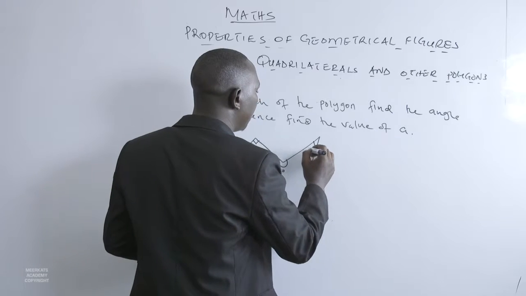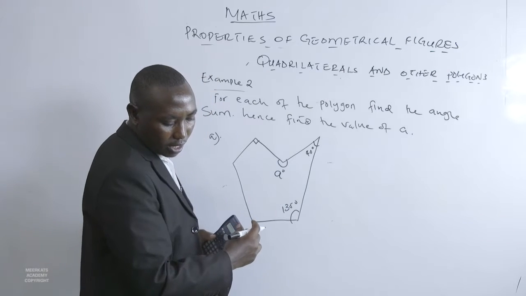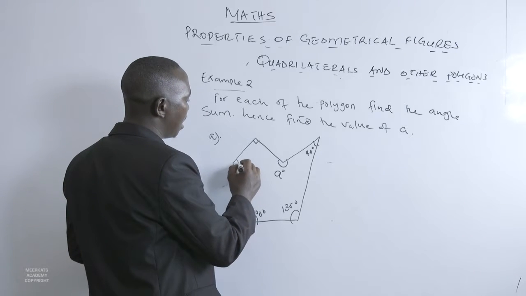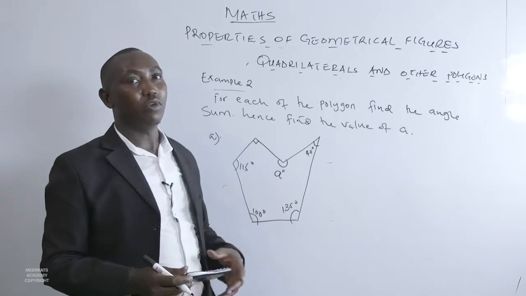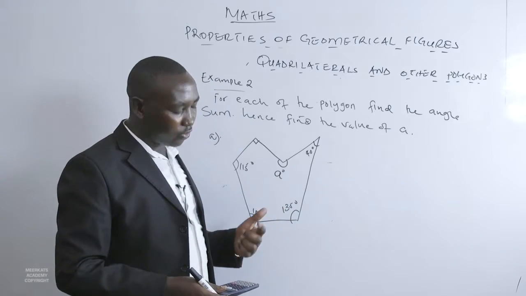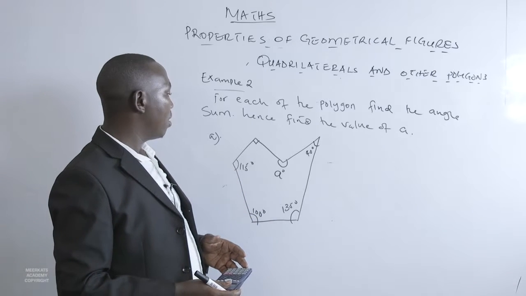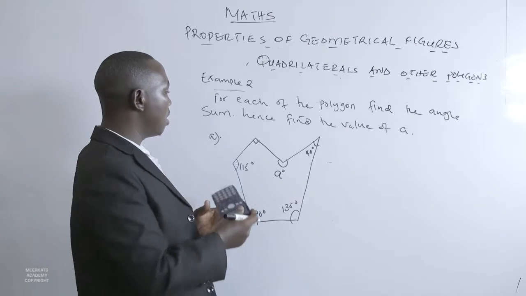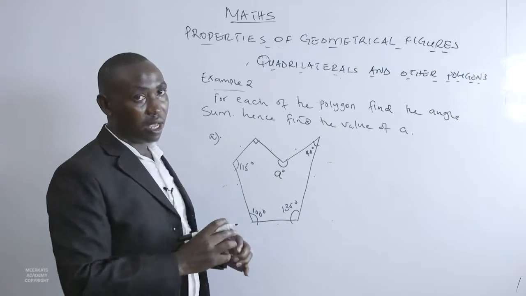The other angles are 40 degrees, 135 degrees, 100 degrees, and 115 degrees. So let's solve this first before we go to B. Now we have been asked first to find the angle sum of this particular figure, where we have how many sides? 1, 2, 3, 4, 5, 6 sides.